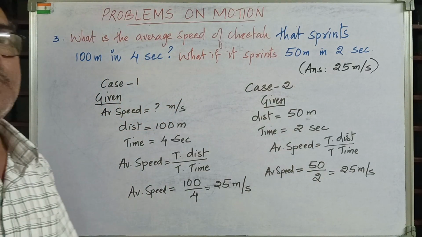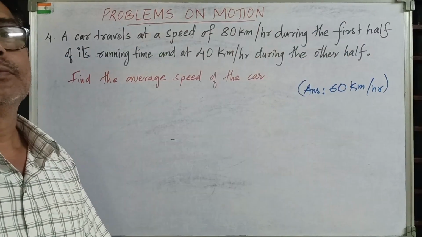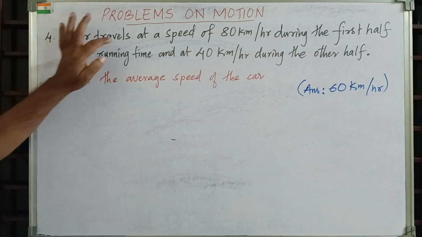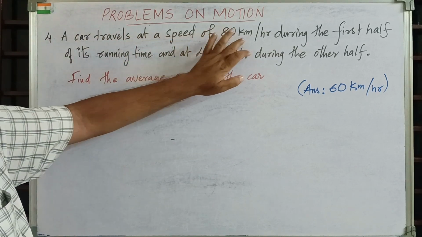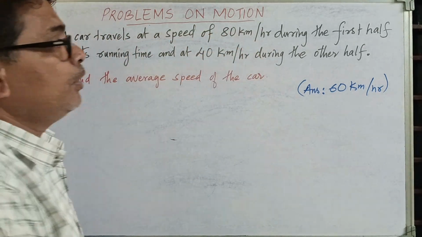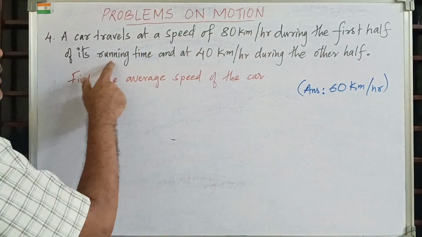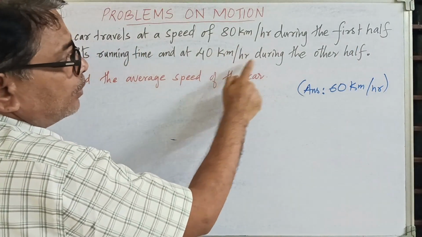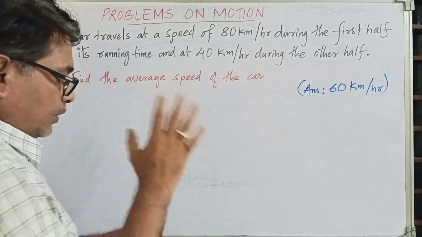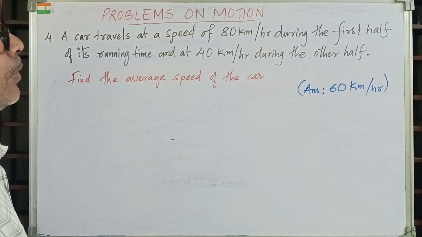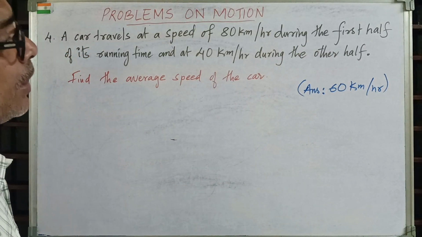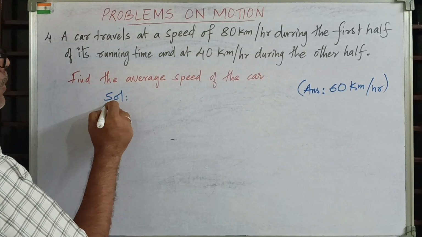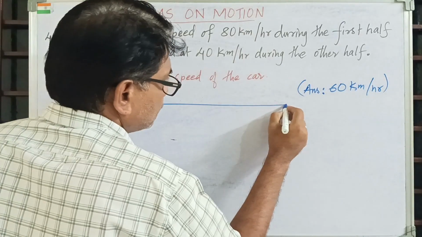Now we will solve problem number 4. Let's see the next problem. Problem on the board. A car travels at a speed of 80 km per hour during the first half of its running time and 40 km per hour during the other half. Means the first thing you have to understand. Many of them think about what the time could actually be. It's very clear from the problem, okay? The solution is like this actually. The total distance is this much.